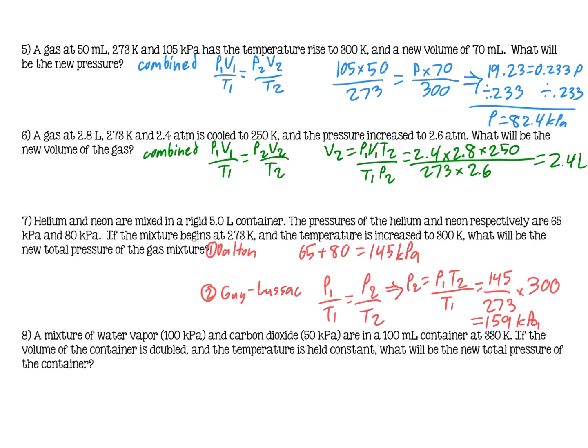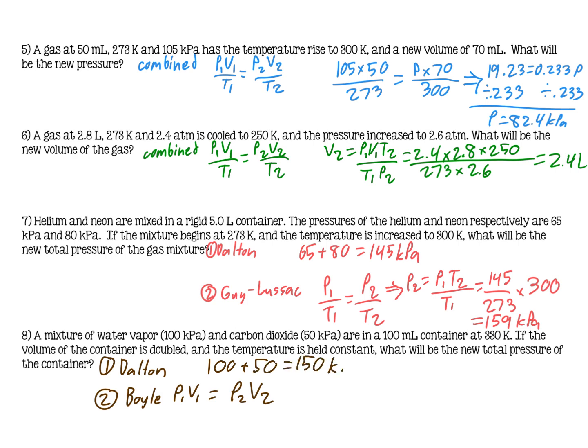The final question says a mixture of water vapor at 100 kilopascals and carbon dioxide with a pressure of 50 kilopascals are in a 100 milliliter container at 330 Kelvin. If the volume of the container is doubled and the temperature is held constant, what will be the new total pressure of the container? So our temperature is constant, which means we can use Boyle's law. P1V1 equals P2V2. So to get the initial pressure, we're going to use Dalton's law and add the water vapor and carbon dioxide pressures together to get 150 kilopascals.